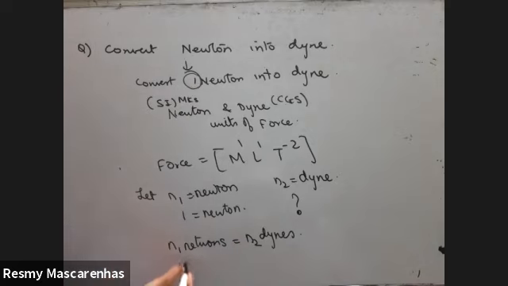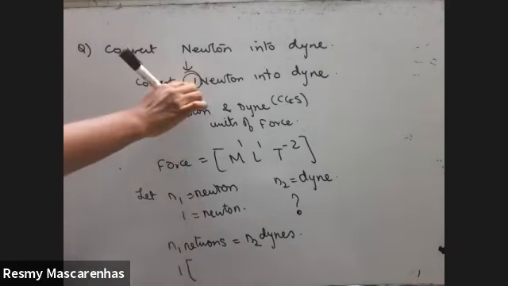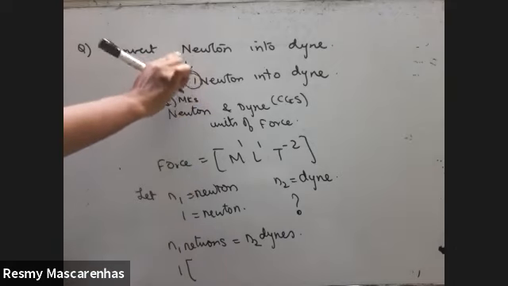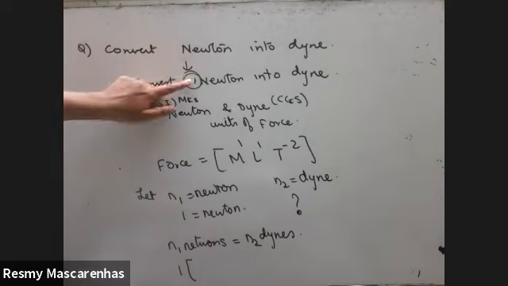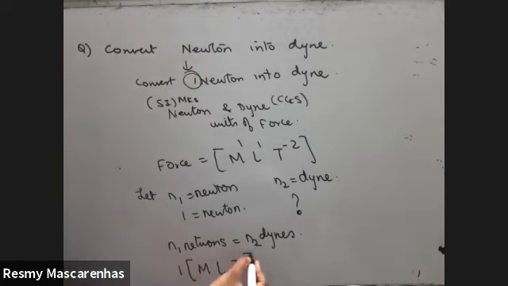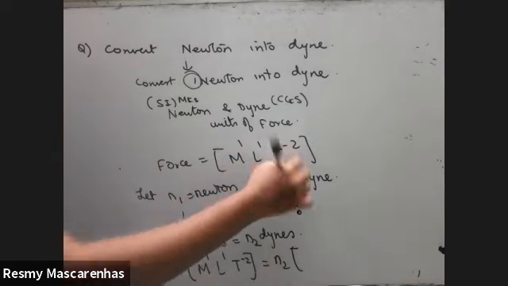Now you know that this is 1 because this is fixed. I told you, if nothing is mentioned, it is 1. If they give you convert 2 newtons into dynes, this will become 2. Now just put it as M L T, 1, 1, 2. The other side is the same.